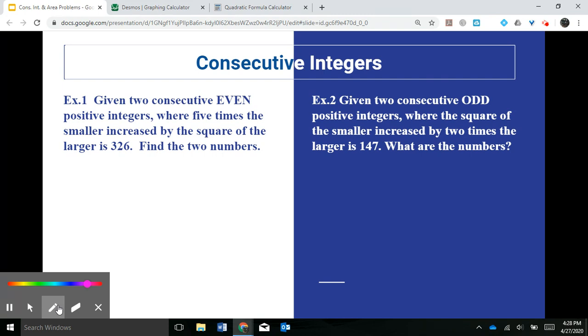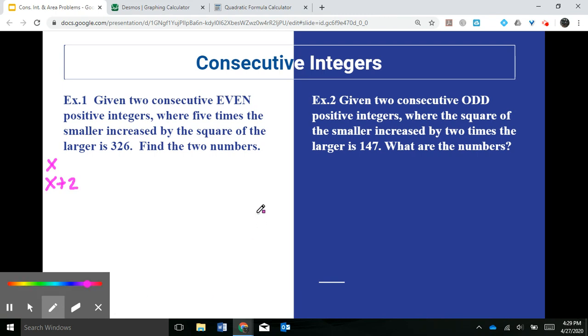So remember that's x and x plus 2. If it's even or if it's odd, it's always x and x plus 2. If it was just consecutive, it would be x and x plus 1, x plus 2, and so on and so on. So we have our x and x plus 2. Now we're just going to break it up.